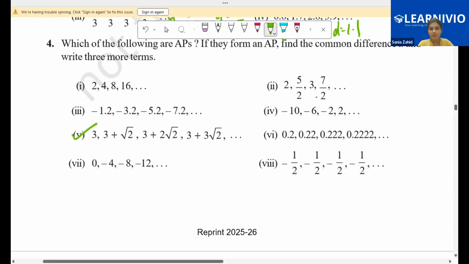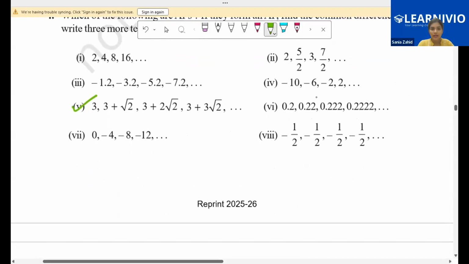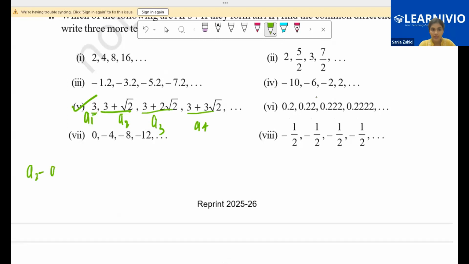First of all, you have to write the first term, right? So I know the first term is 3, and now you have to check whether it's forming an AP or not. So you know this is A1, A2, A3, and A4. So A2 minus A1 is how much? 3 plus root 2 minus 3. So that gives you root 2 as your answer. A3 minus A2 is how much? 3 plus 2 root 2 minus 3.